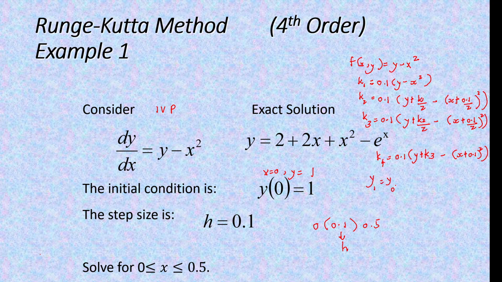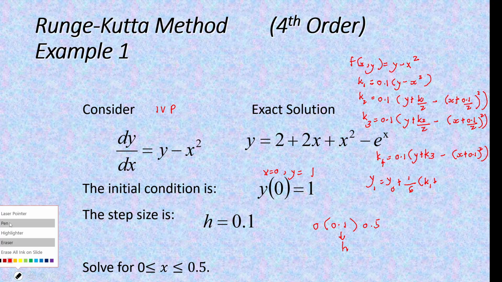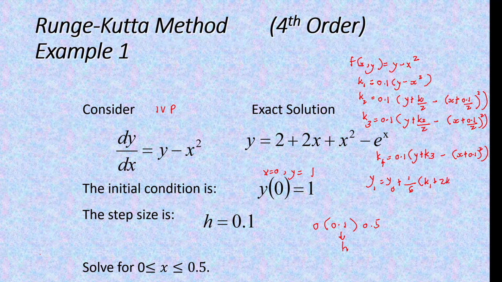After you have computed K1, K2, K3, K4, y1 is equal to y0 plus 1 over 6 times K1 plus 2 times K2 plus 2 times K3 plus K4. So this is y1.